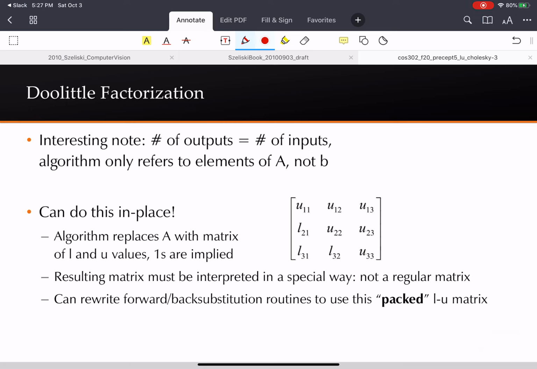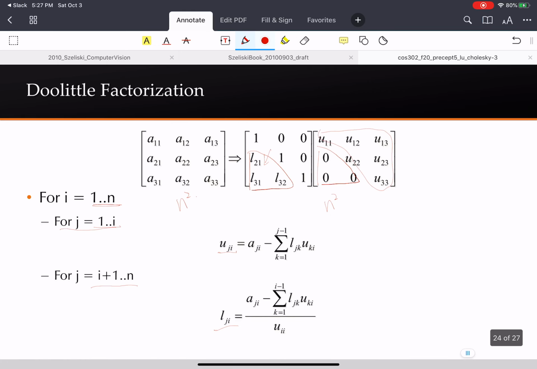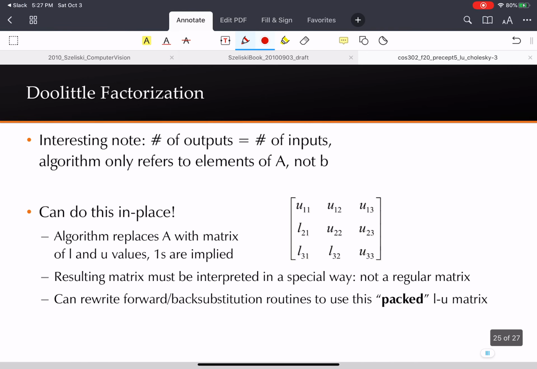Furthermore, this algorithm only refers to elements of A, not B. See here, to solve U, we only need known values in A and the previously solved values in L and U, and same for solving the L's. So with these interesting notes, we find we can actually do this algorithm in place. So we can gradually replace the values in A with the L and U values in the matrix L and matrix U.